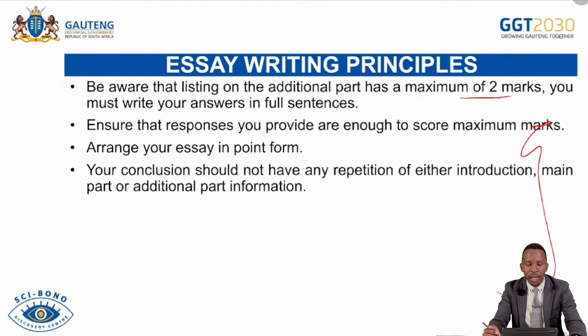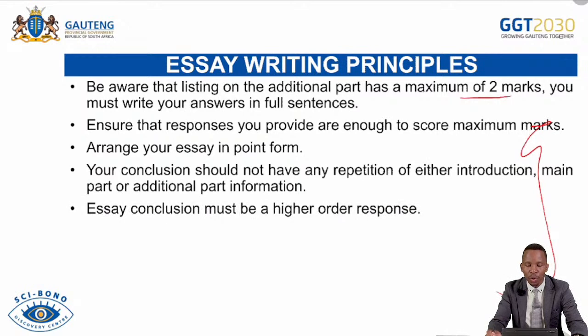It's a repeat. Your conclusion should not have any repetition of either the introduction, main part, or additional part. But it should include both as you answer critically. But the content provided must not come as it is. Critically, that's when you provide your own viewpoint and you become more authentic. Then you can talk about either both main part and additional part, or you pick one, but it's always advisable for you to answer based on the two when you conclude your essay. The essay conclusion must be the higher order response.